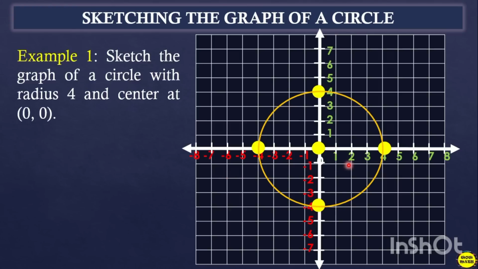Since yung center natin ay nasa origin, so ang maging equation ng circle natin is x squared plus y squared is equal to 16. Kasi i-squared natin yung radius na 4. So 4 times 4, that is 16.